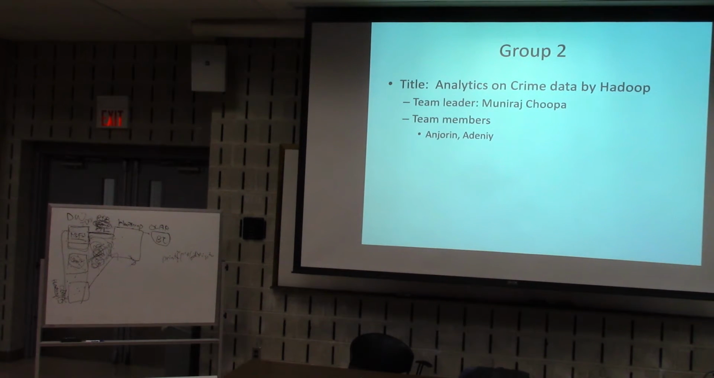Analytics of the client data by Hadoop. There are two similar things, and both of them are selected. One is the client, another one is the client in Chicago. I don't think they work together. So individually, their proposals are different, and both of them are interesting and well organized. So I selected both of them. One is by Chupa and Adeni. So why don't you guys work together?